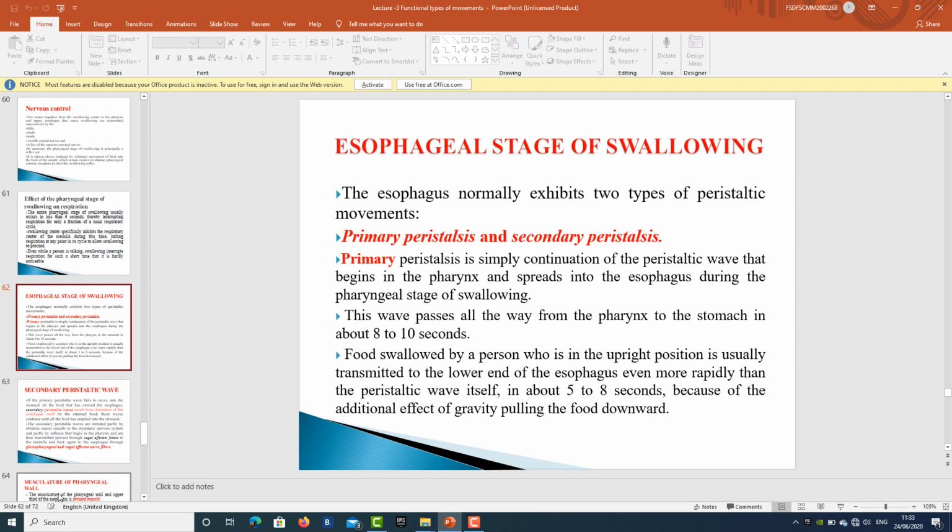Now, the esophageal stage of swallowing. The esophagus normally exhibits 2 different types of peristaltic movements. And what are they? They are the primary peristalsis and the secondary peristalsis. The primary peristalsis is simply a continuation of the peristaltic wave beginning in the pharynx and then spreading into the esophagus during the pharyngeal stage of swallowing. And this wave passes all the way from the pharynx down to the stomach in about 8 to 10 seconds.